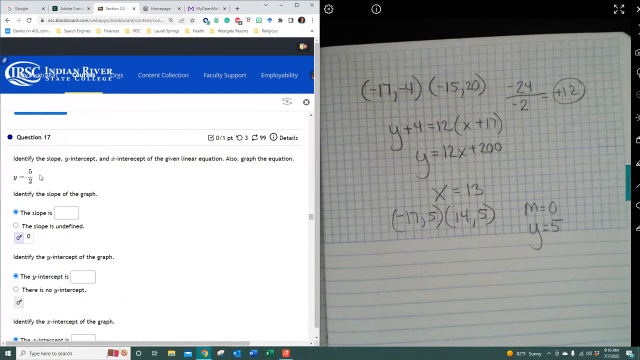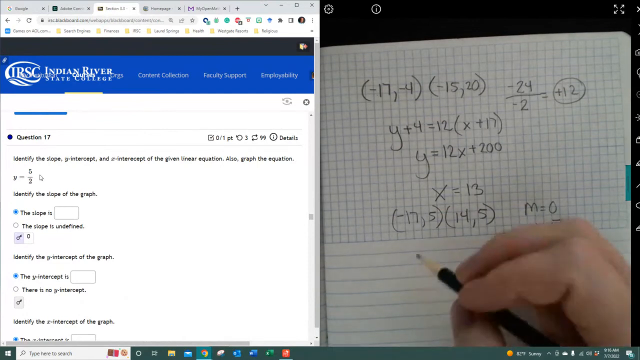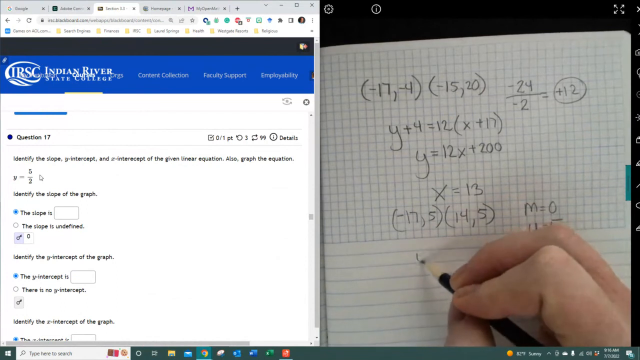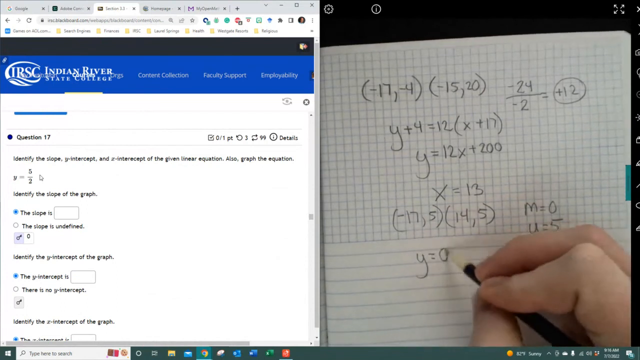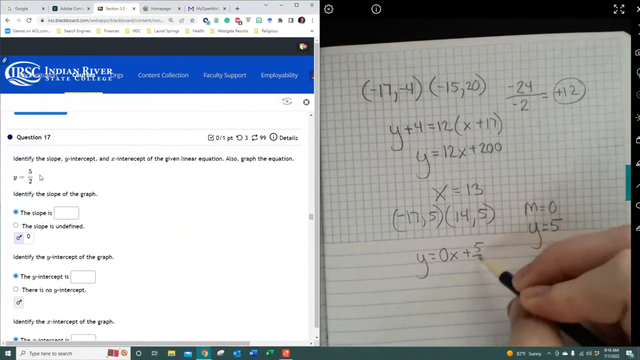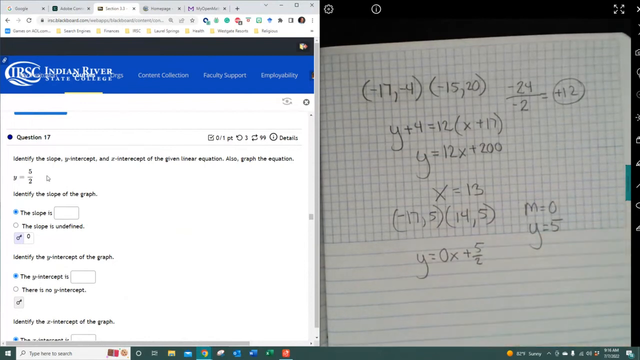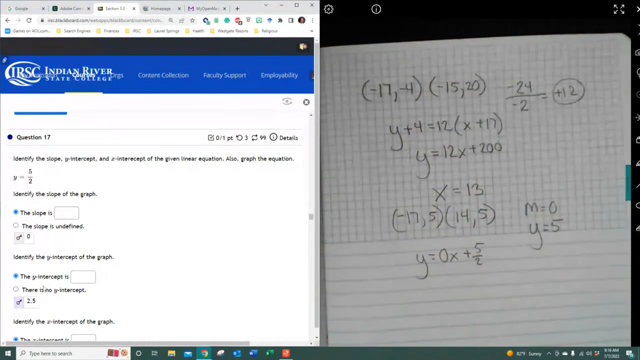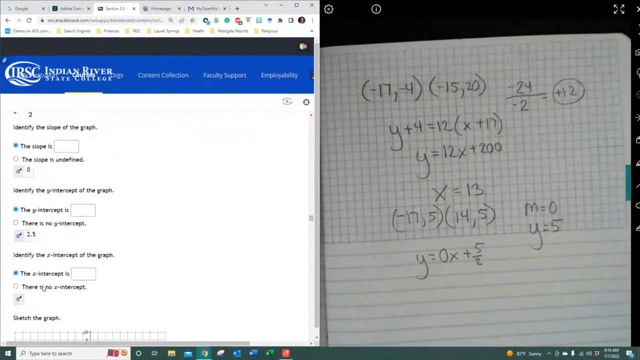Whenever you do not have a value for x, or you don't see an x, that means that it is 0 times x, and then the y-intercept is 5/2. Okay, so then you have 5 halves for that, which is 2.5, but you can put it as 5 divided by 2 and get it right.